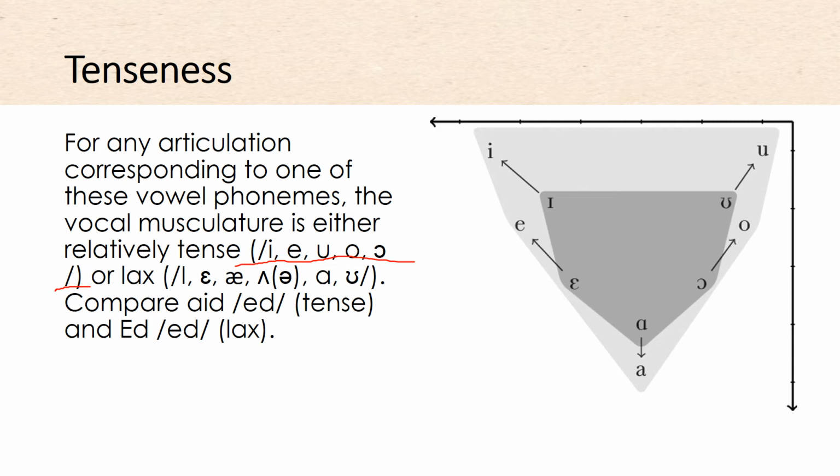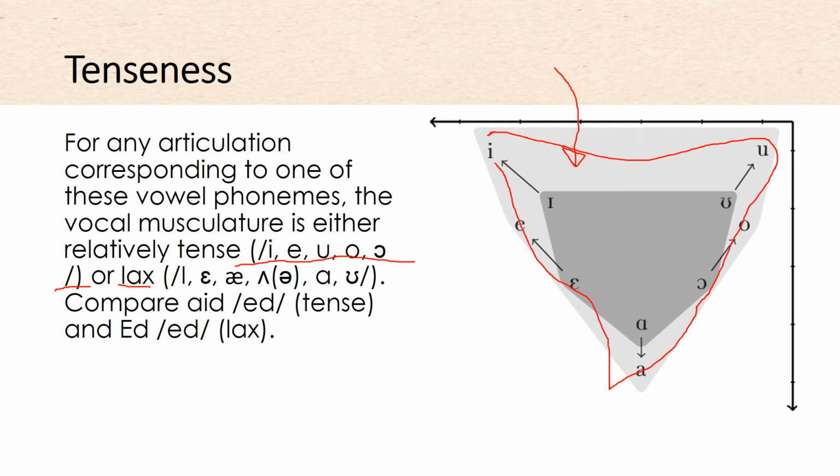So when we produce E, there is a pressure in our tongue muscles. E, oo, o. In this representation, the tense vowels are here in the light gray areas. So these are the tense sounds.